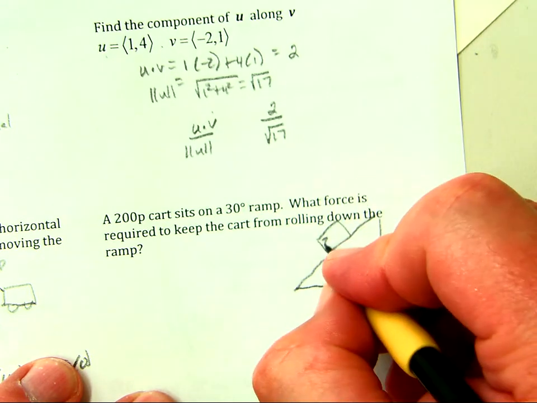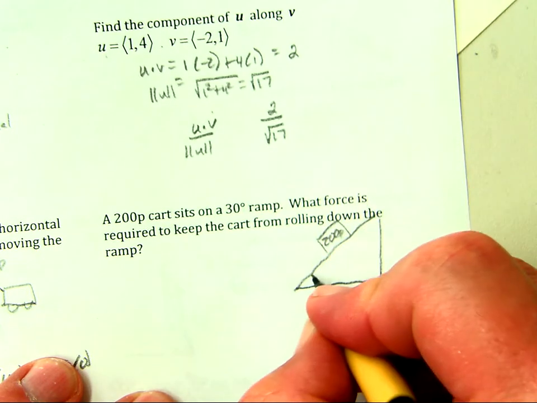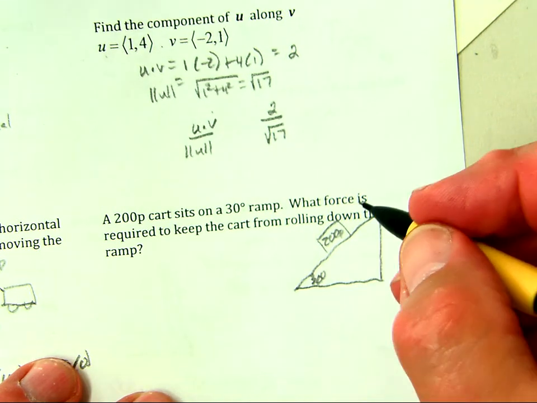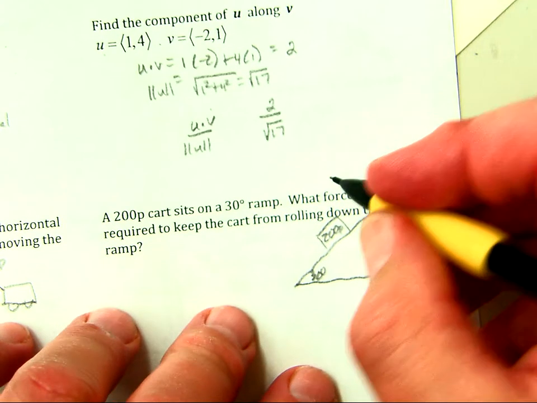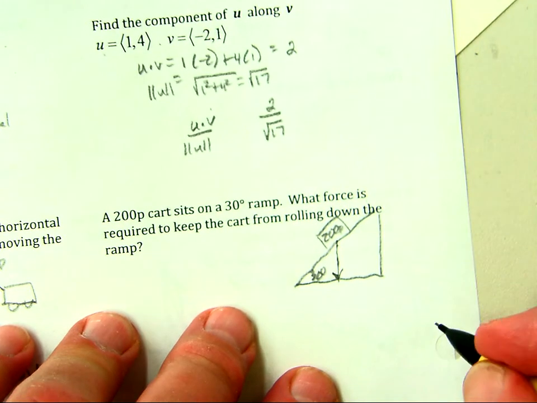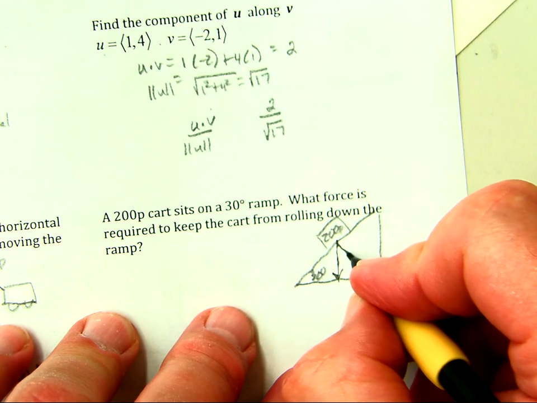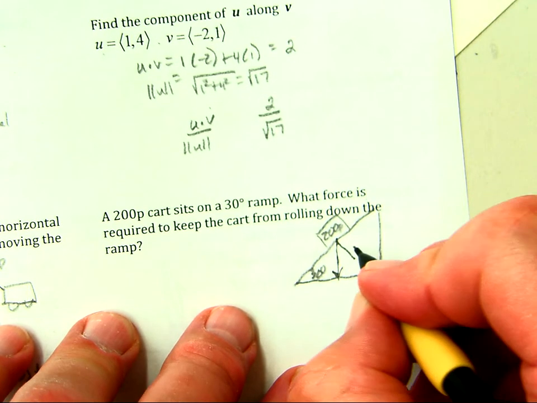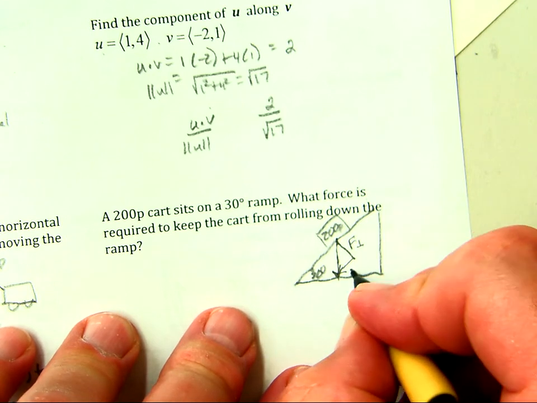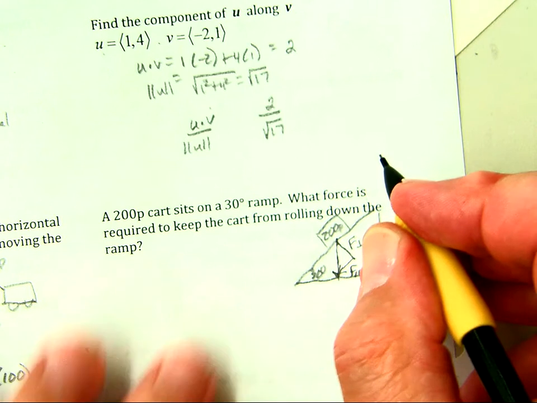The cart weighs 200 pounds. The ramp is 30 degrees. There are three forces acting. First, there's the weight of the box going straight down. Then there's a force holding it perpendicular to the ramp, so this is the force perpendicular. And then there's the force making it roll down the ramp. That's the force parallel.